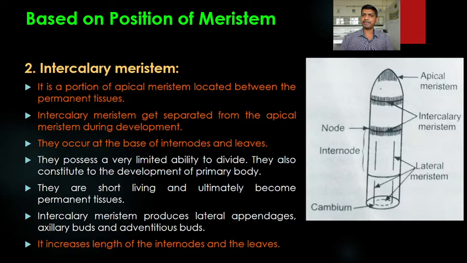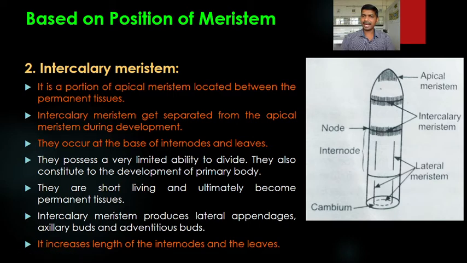Intercalary meristem gets separated from the apical meristem during development. As the height of the stem increases, it pushes the permanent tissue downward. The new cells are added at the apex. So this intercalary meristem gets separated from the apical meristem during development, and it is located between the permanent tissue.